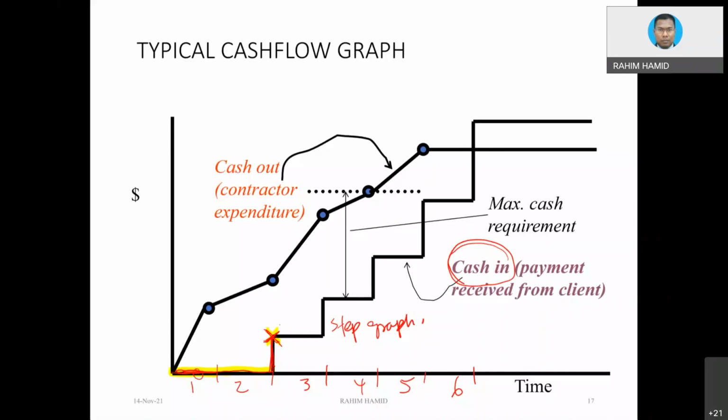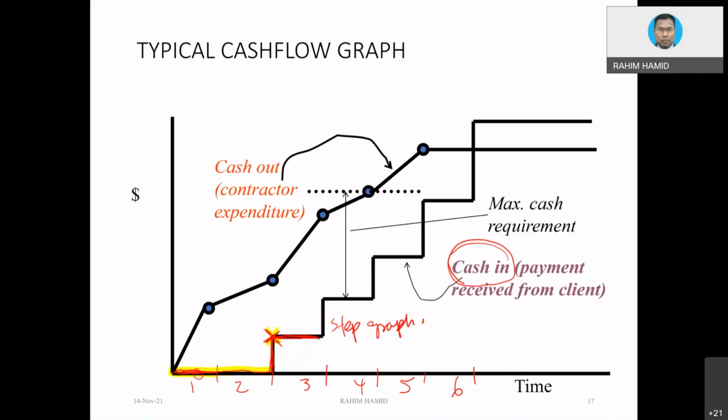And then what would happen between the end of the second month and the end of the third month? So there is no money. So that's why the graph is basically flat again. Only at the end of the third month, let's say you receive the second payment.